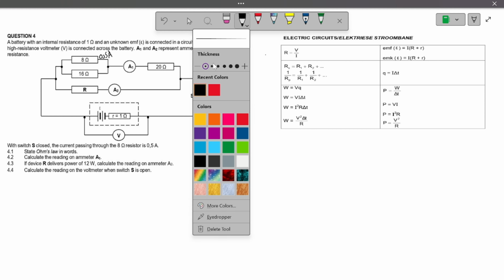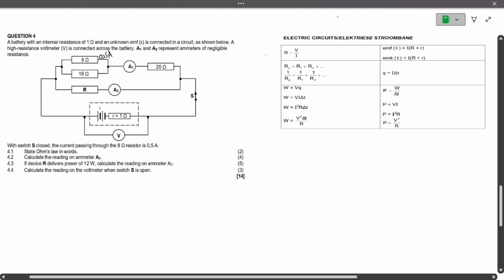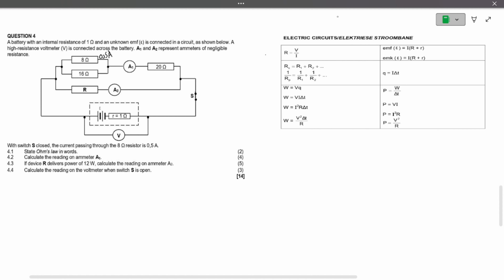Let me increase the size now. Okay, I think now it's enough. They say, state Ohm's law in words. Ohm's law states that the potential difference across a conductor is directly proportional to the current in the conductor at constant temperature. So it is just this formula here, V equals IR, to say that if I increases, V will also increase. If I decreases, V will also decrease.